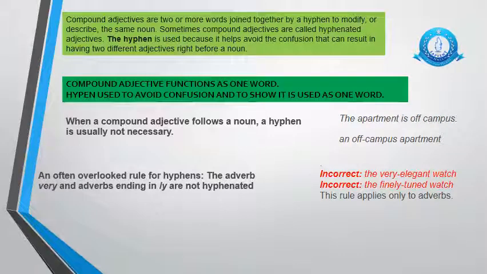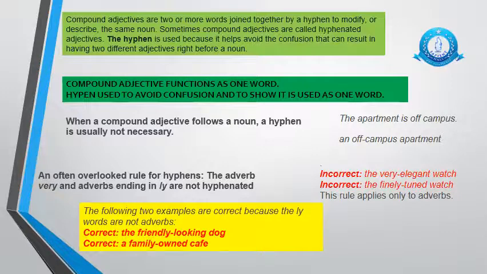And a probably very overlooked rule for hyphens is that the adverb very and adverbs ending in ly are not hyphenated. So we can't say the very-elegant watch or the finely-tuned watch. And this rule only applies to adverbs. So if you look at these examples in front of you, the friendly-looking dog or family-owned cafe, well, these ly words are correct because they're not adverbs, okay? What is friendly, what is family? They are definitely not adverbs. They're not describing a verb.